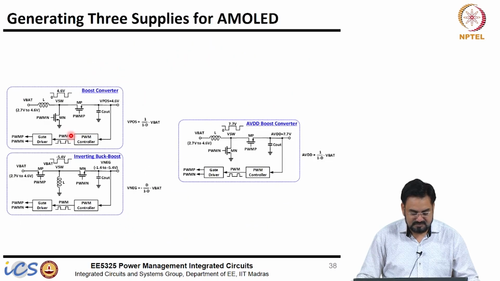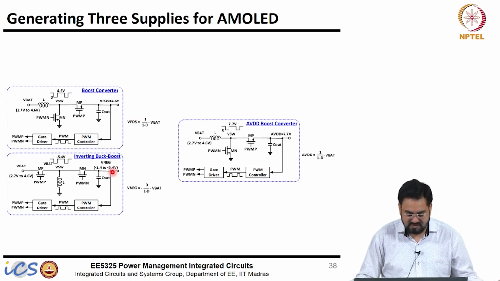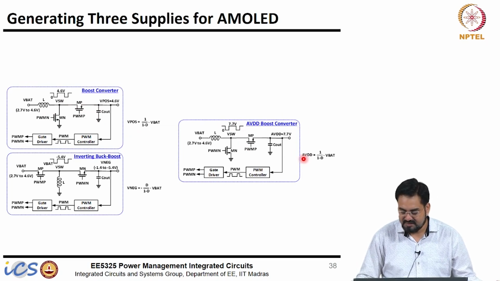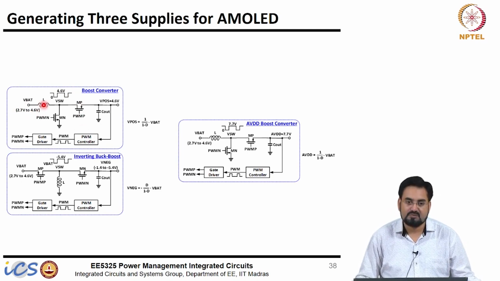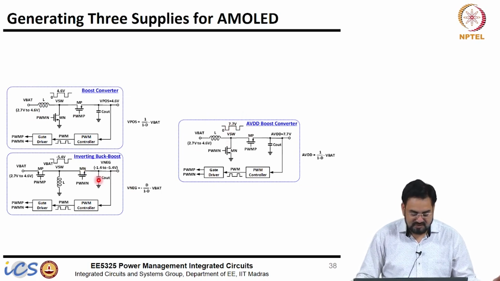Okay. So, how do we generate these three supplies? The concept remains the same, just like in LCD, we require one boost converter in order to generate 7.7 volt, this right hand side ABDD, and another boost we require to generate 4.6 volt, because we know the battery voltage is 2.7 to 4.6 volt. So, most of the time it is below your output voltage, so you need to boost. In this case it is always higher than your input, so you need to boost here as well, and for negative supply we use inverting buck boost.